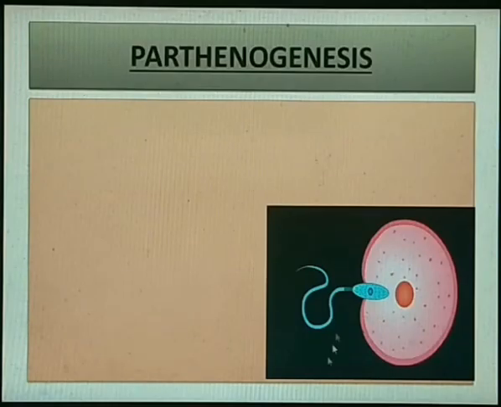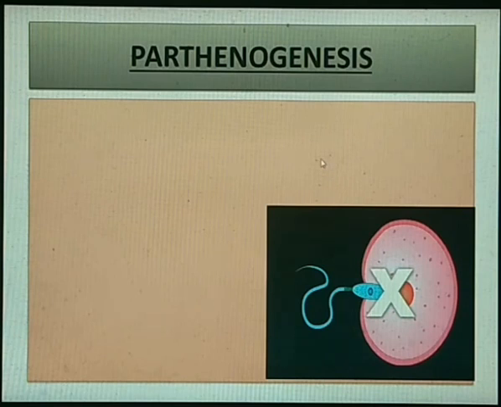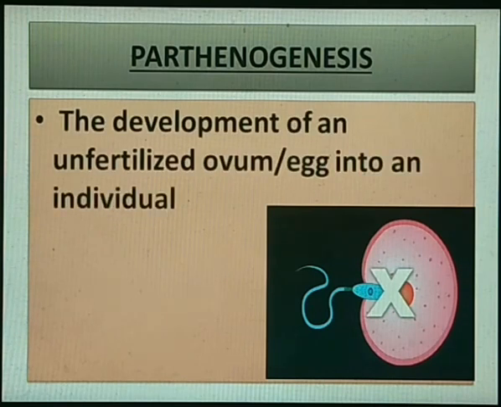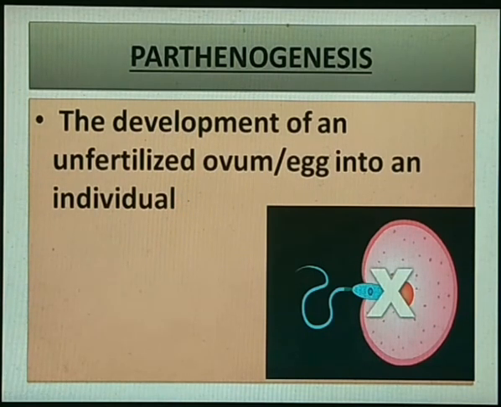But what if fertilization doesn't occur? So in some plants as well as animals we see that the female gamete will develop into an individual. Such a process we call parthenogenesis, which also means virgin birth. It is said to be virgin because the female haploid gamete is involved in the development of an individual. So without fertilization it can give rise to an individual.